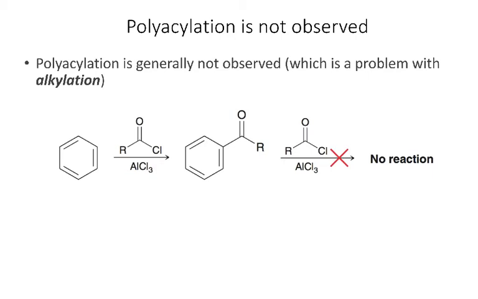Another problem that we had with Friedel-Crafts Alkylation is that polyalkylation was a problem. It turns out, due to the different nature of an alkyl group versus a ketone, we don't see polyacylation in the Friedel-Crafts Acylation.